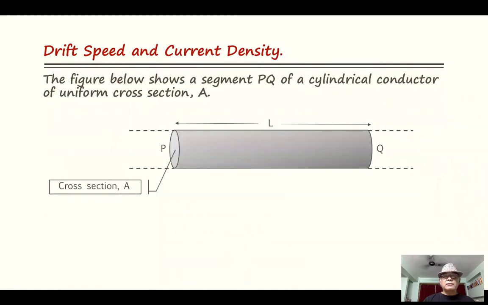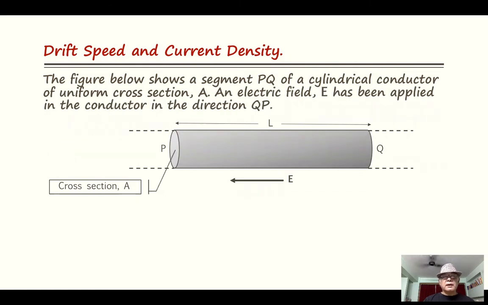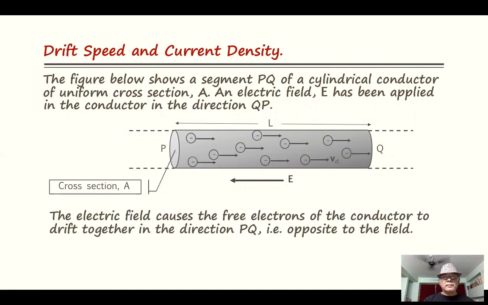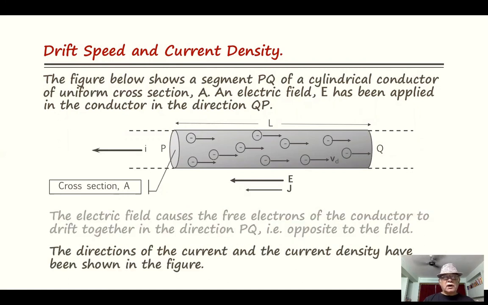The figure below shows a segment PQ of a cylindrical conductor of uniform cross-section A. An electric field E has been applied in the conductor in the direction QP. The electric field causes the free electrons of the conductor to drift together in the direction PQ, that is opposite to the field. The directions of the current and the current density have been shown in the figure. They are in the same direction as that of the electric field.